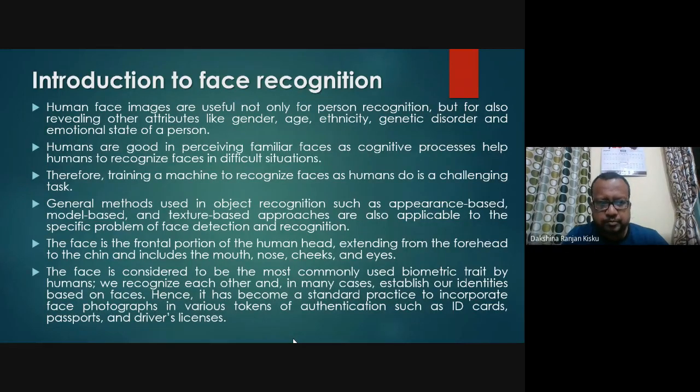Now, human face images are useful not only for person recognition, but they also reveal other attributes like gender, age, ethnicity, genetic disorder, and emotional state of a person. So apart from person identification, a face image can be used for gender identification, age determination, ethnicity determination, genetic disorder determination, and emotional state determination.